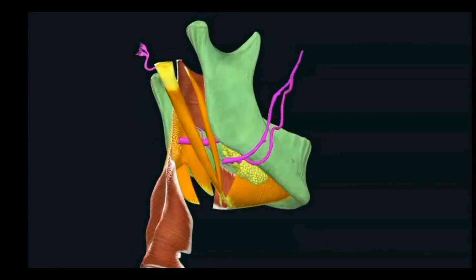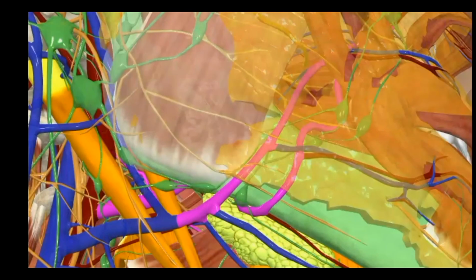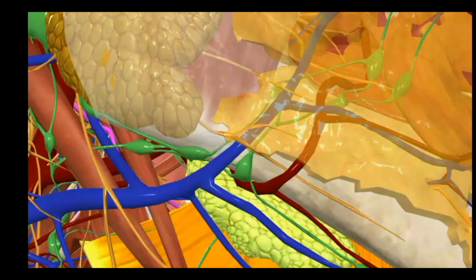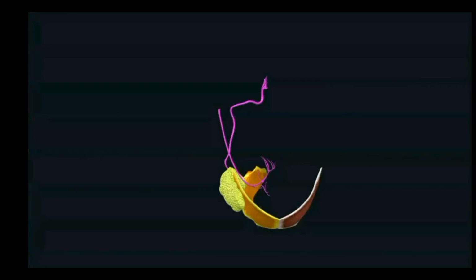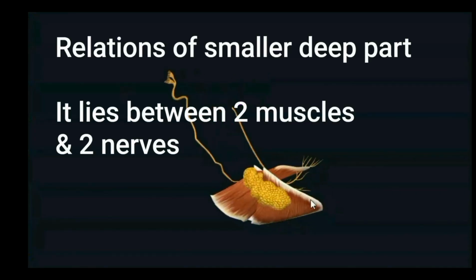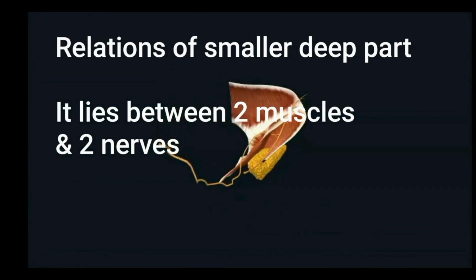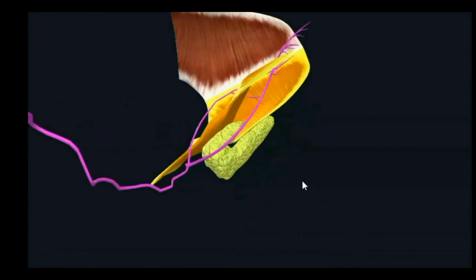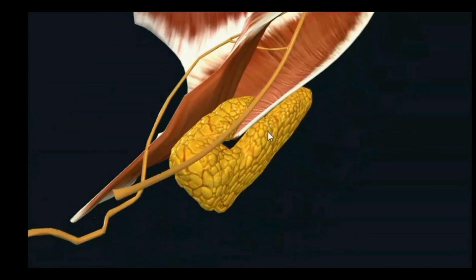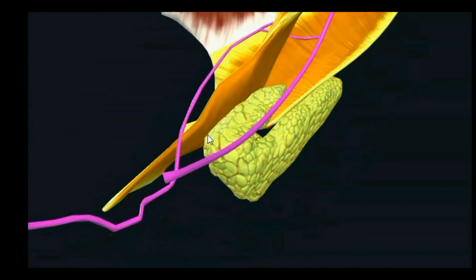And coming to the smaller deep part, these are the relations of the medial surface. Medial surface, anteriorly it is related to mylohyoid muscle, whereas as you go posteriorly it is related to nerves. And here comes the relation of the smaller deep part. It lies between two muscles and two nerves. You can remember the rule of 2 for the smaller deep part. Above it is related to the lingual nerve, and below it is related to the hypoglossal nerve. That is the smaller deep part, what the arrow is showing.